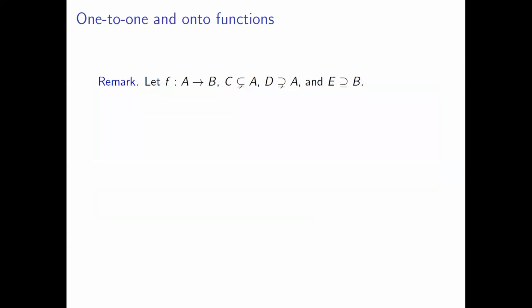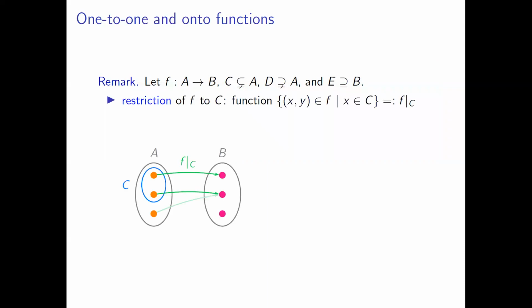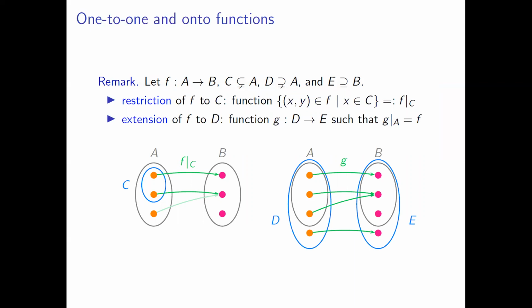In general, let f be a function from a set A to a set B. Let C be a proper subset of A. Let D be a set containing A as a proper subset, and let E be a set containing B. The restriction of f to C is the function consisting of all ordered pairs (x, y) in f such that x is in C. An extension of f to D is a function G from D to E such that the restriction of G to A is the function f.